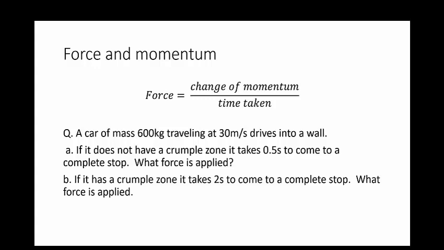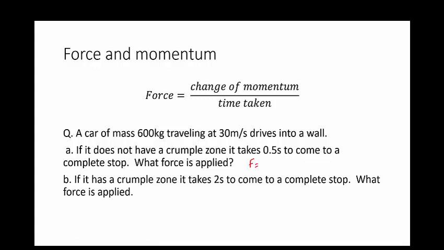Okay, so we've got a car of mass 600 kilograms travelling at 30 meters per second, and it drives into a wall. If it doesn't have a crumple zone, that's the part at the front of the car that squishes up when it collides, it takes 0.5 seconds to come to a complete stop. What force is applied? So we're using force equals change in momentum divided by time taken.